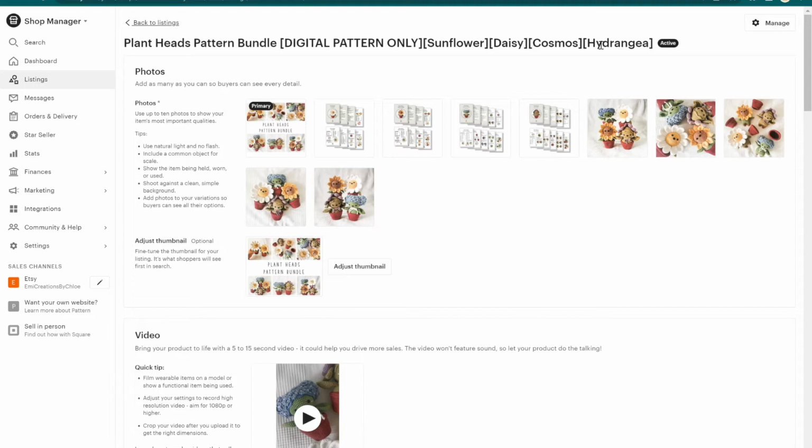I always put that in caps lock just so that people are aware that it is a digital product and it's not a physical product. And I've just listed all the different flowers that people can make, because that is essentially what the pattern is.